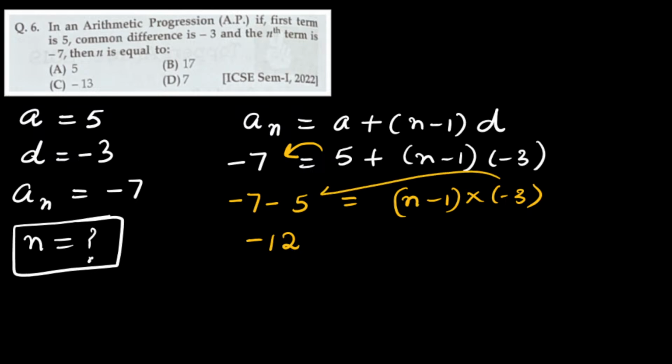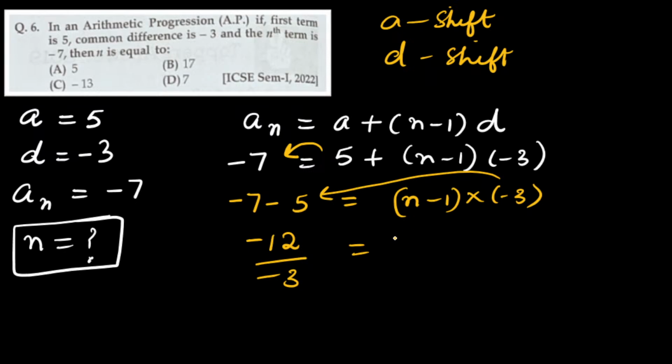Now let's shift this minus 3 to the other side. First of all, shift A; it will change to plus or minus as per the sign. Then shift D. Do it like this only. D is minus 3, here it's getting multiplied, so when we shift it to the other side, it will get divided. So n minus 1, the minus and minus signs will get cancelled. 3 into 4 is 12.